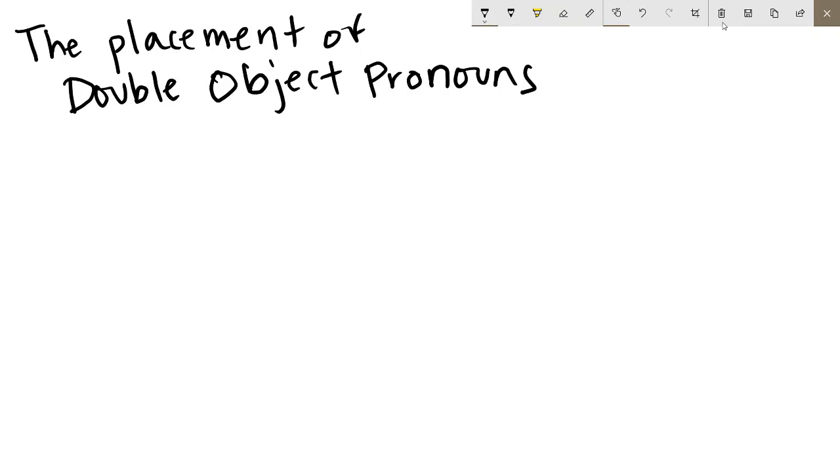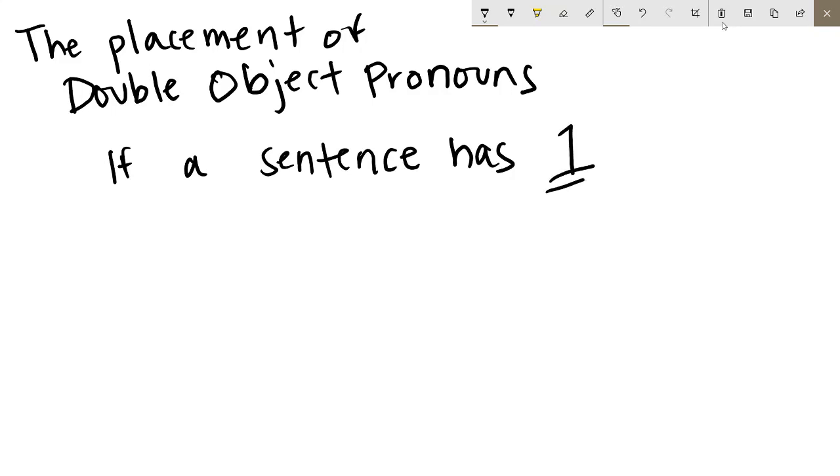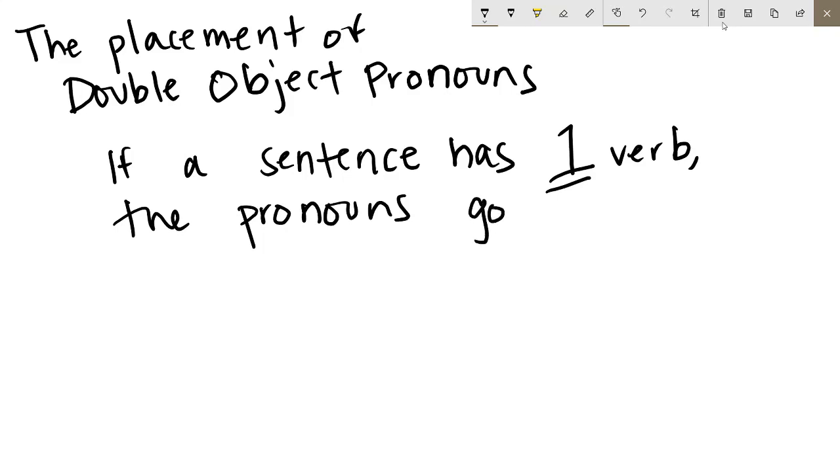I talk about the placement of pronouns and particles using the one or two verb phrase method. This means that, for example, if a sentence has one verb, the pronouns go before that verb.